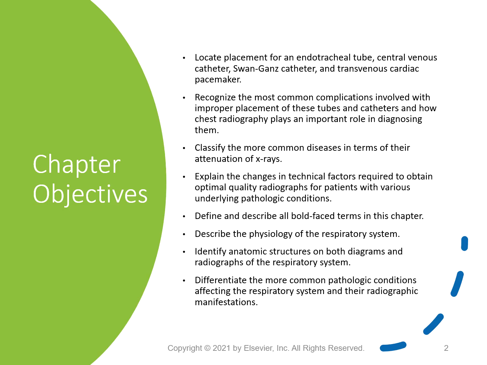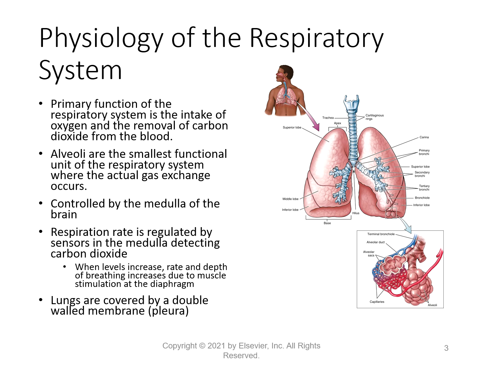You'll also describe the physiology of the respiratory system and identify anatomic structures on both diagrams and radiographs of the respiratory system, as well as differentiate the more common pathologic conditions that can affect the respiratory system and have radiographic appearances or manifestations. So first of all, we're going to start with the physiology of the respiratory system.